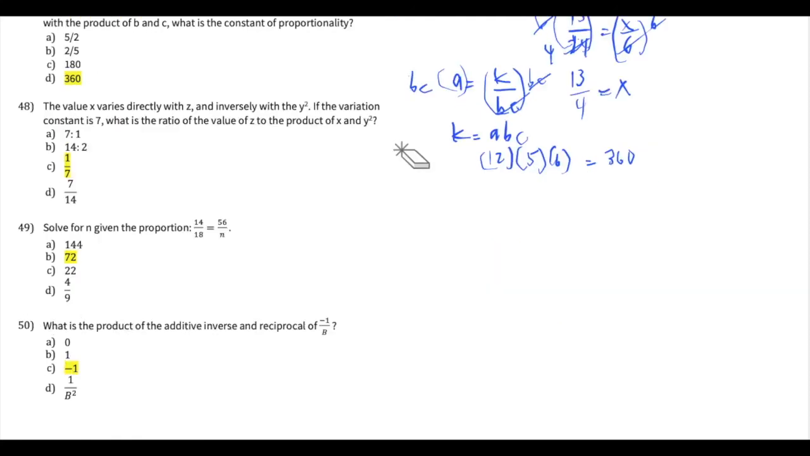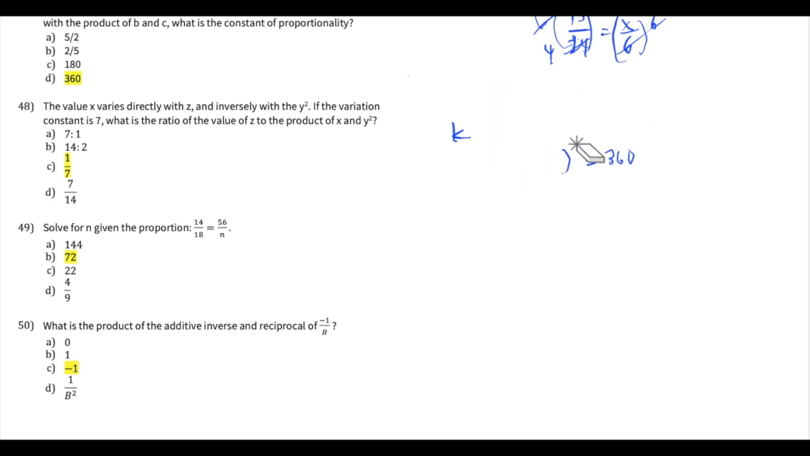Letter D. The value of x varies directly with z and inversely with, erase ko na to, with y squared. If the variation constant is 7, what is the ratio of the value of z to the product of x and y squared? Okay, so ano hinahanap po dito? Ratio ng z is to x, y squared. Kasi product of x, y squared. Or z over x, y squared.